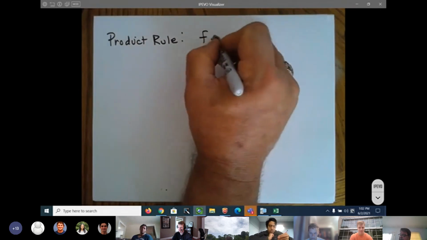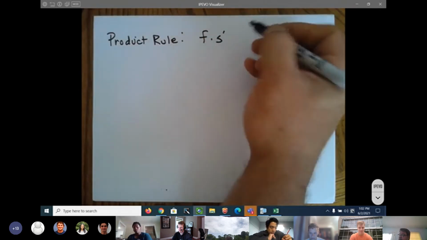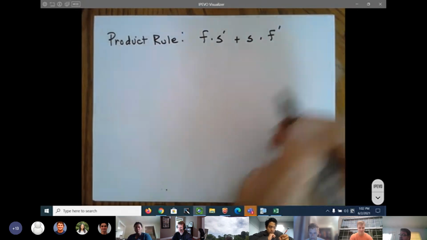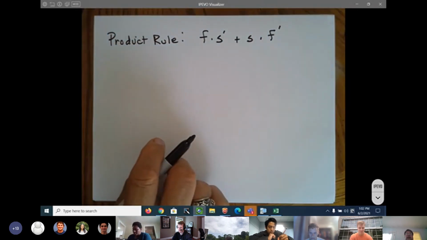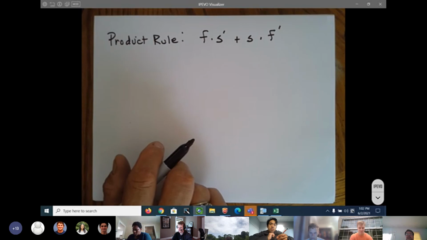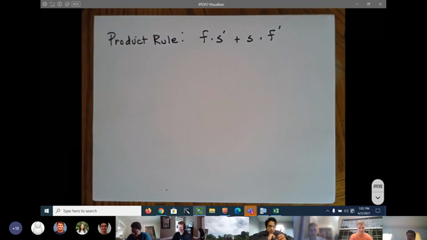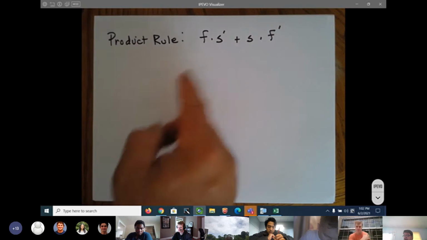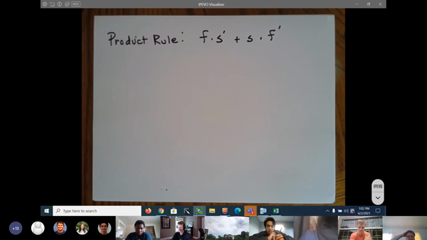First times the derivative of the second plus the second times the derivative of the first. How many of you have ever seen that before? Anybody? Nope. You very rarely see that, because that's one of the things I'd come up with as a student. Now, did I come up with it? No. It is something that a lot of students do.